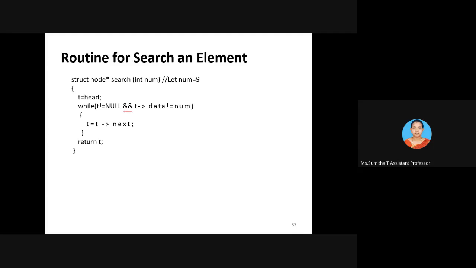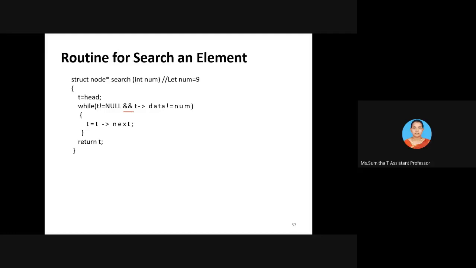Yes, what is the use of this symbol? The AND operator, ma'am. Why are we using it? We are checking both of the conditions. If both the conditions are true, the loop will continue; if the conditions are false, the loop will exit.